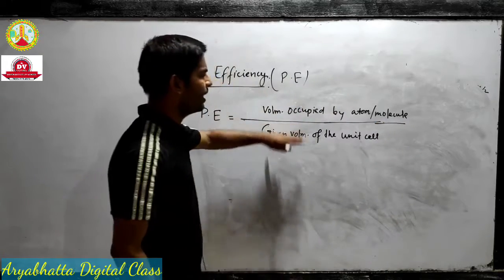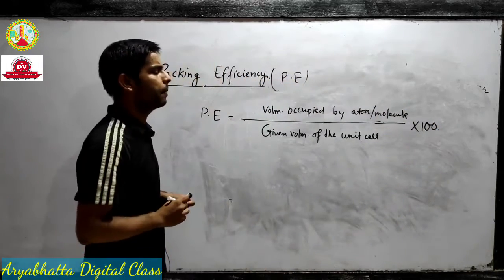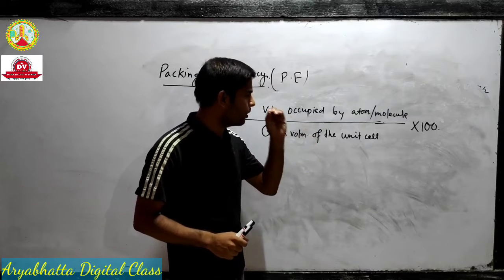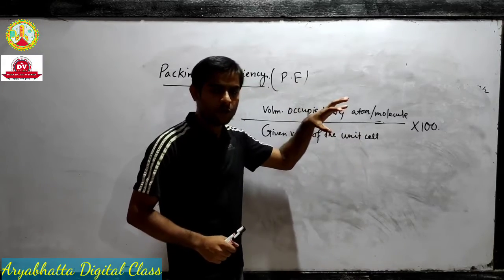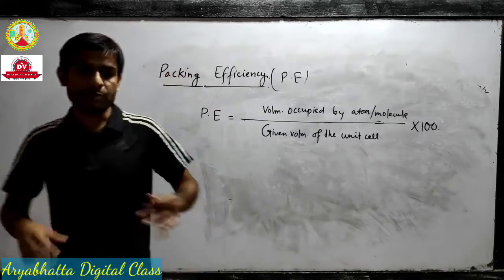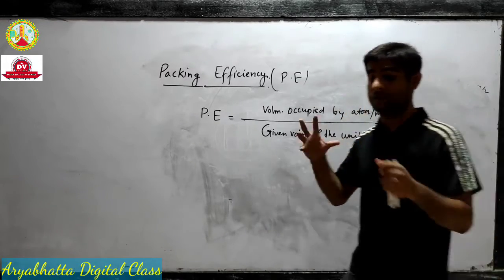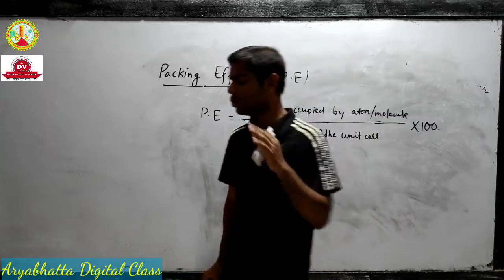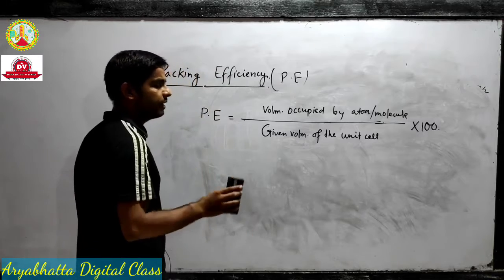And if we want to find the result in percentage, we will have to multiply by 100, then we will get the result in percentage. Okay, so that means what we are trying to do is calculate how much of the given volume has been occupied by the atoms or molecules. In this way we will be able to calculate in which arrangement we use the space more efficiently. One after another we will see the packing efficiency of different kinds of arrangement.